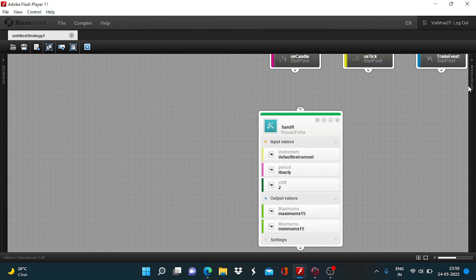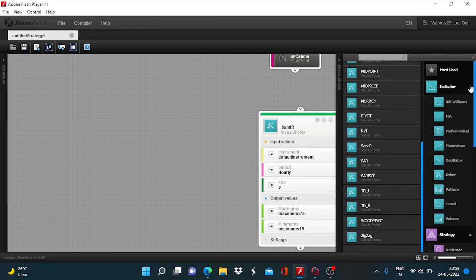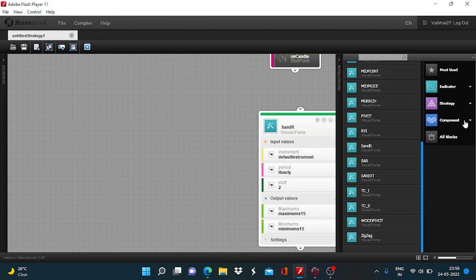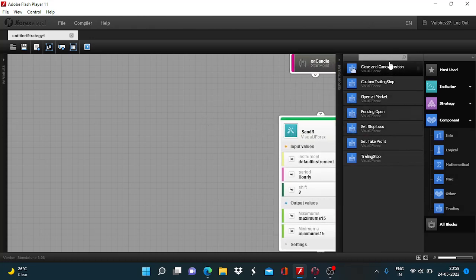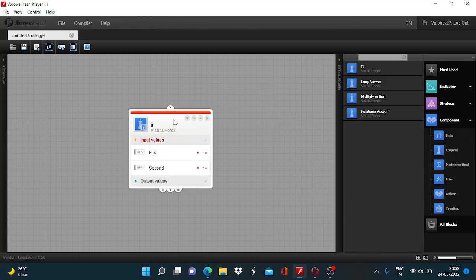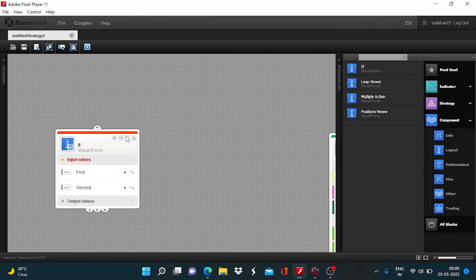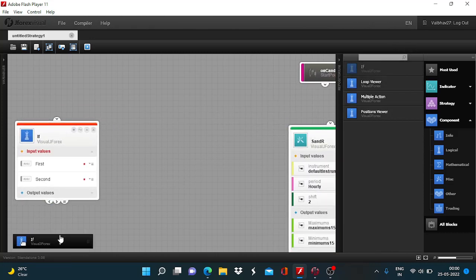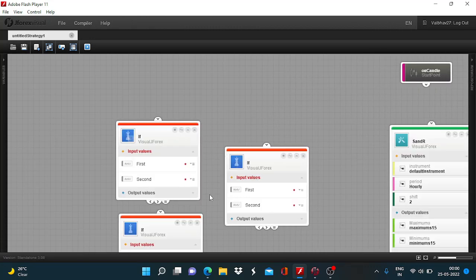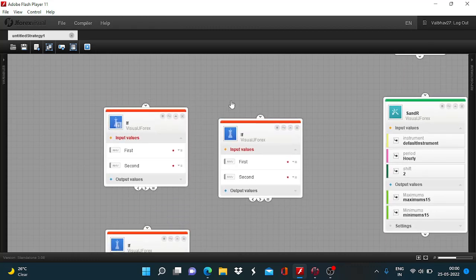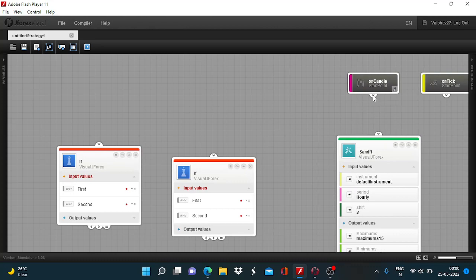Now I will first get the instrument subscription done. For that, I need trade component. This is going to be pending open. Sorry, not now. We need logical component first. So I get these three if blocks. On candle will be our start point.